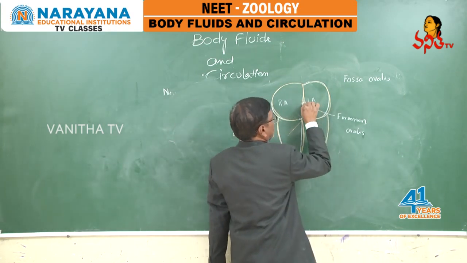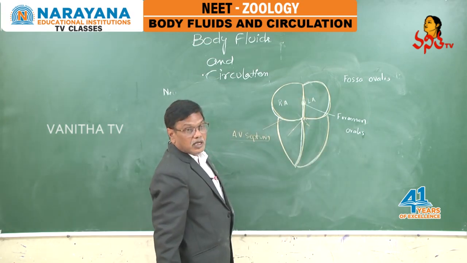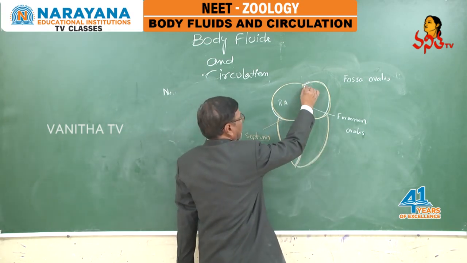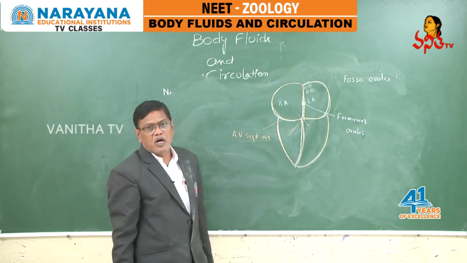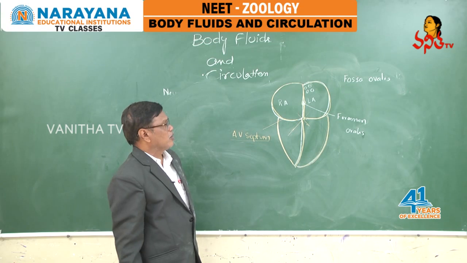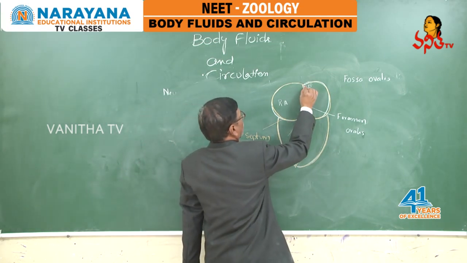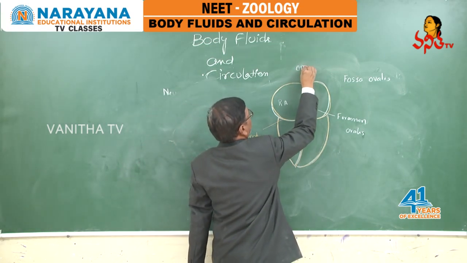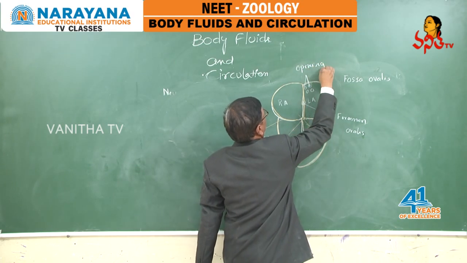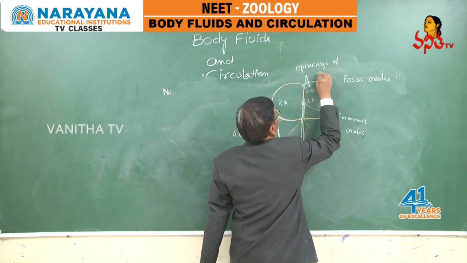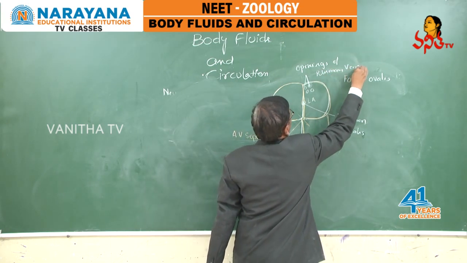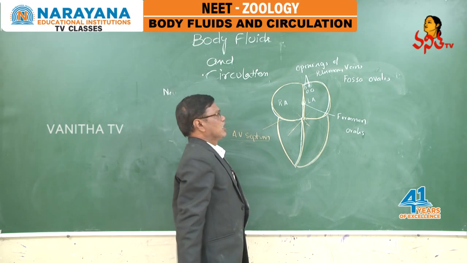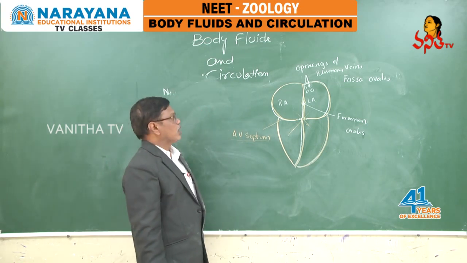fossa ovalis, a patch-like structure. In the left auricle, on the right anterior upper corner, 4 small non-valvular openings are present. They are openings of pulmonary veins. These are the structures seen in the left auricle.